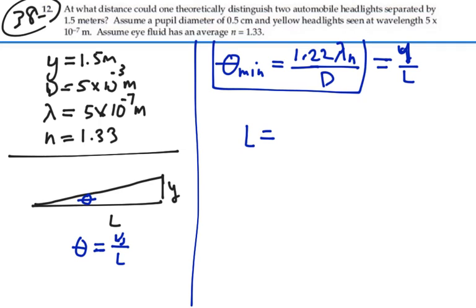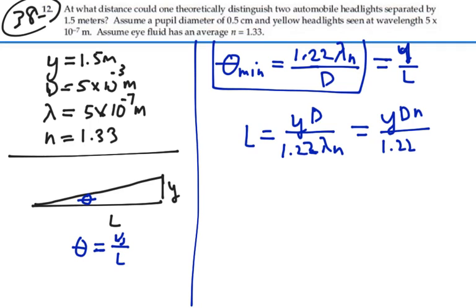L is going to be equal to y times d over 1.22 times the wavelength in our eye, which is the wavelength divided by n. So this is going to be equal to y times d times n over 1.22 times the wavelength of the light.